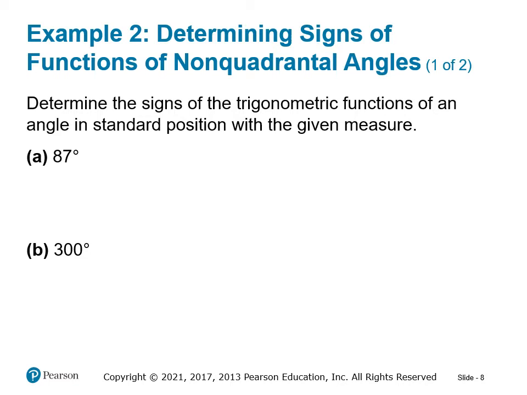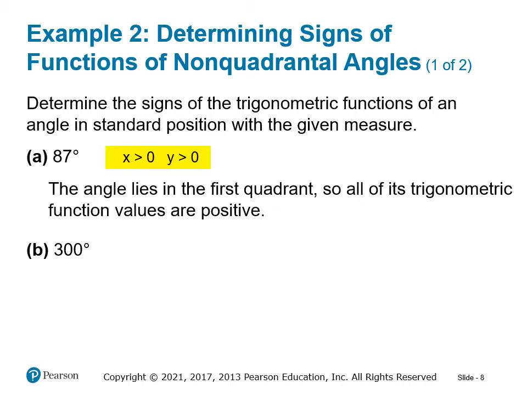Determine the signs of the trig functions of an angle in standard position with the given measure. So let's look at first 87 degrees. 87 degrees is in quadrant 1. So this is where x is positive and y is positive. Since x is positive, cosine is going to be positive. Since y is positive, sine is going to be positive. Since they're both the same sign, tangent is going to be positive. So that means everything is positive, sine, cosine, and tangent. And if all three of those are positive, then the other three reciprocal functions are also positive. Okay?